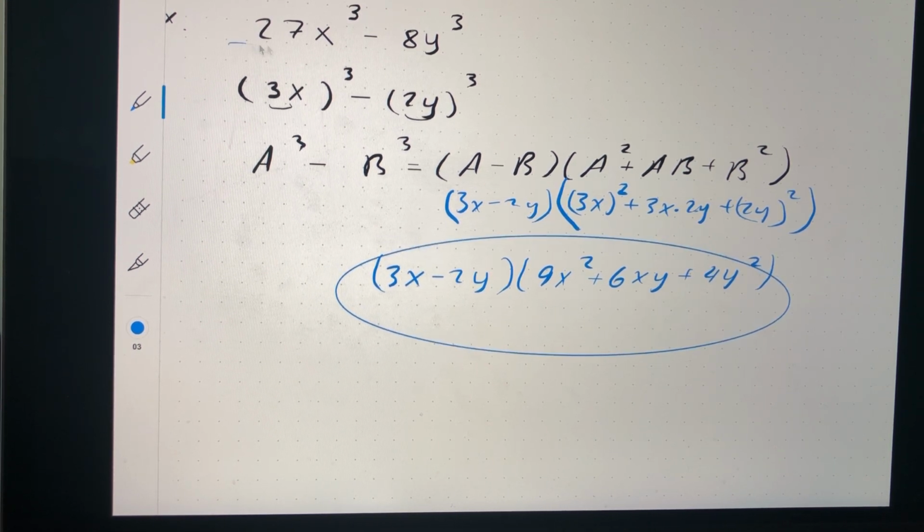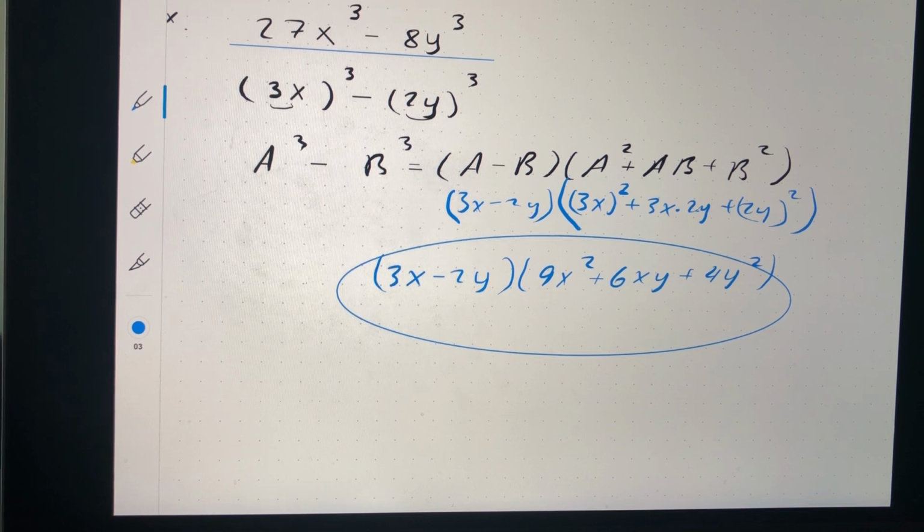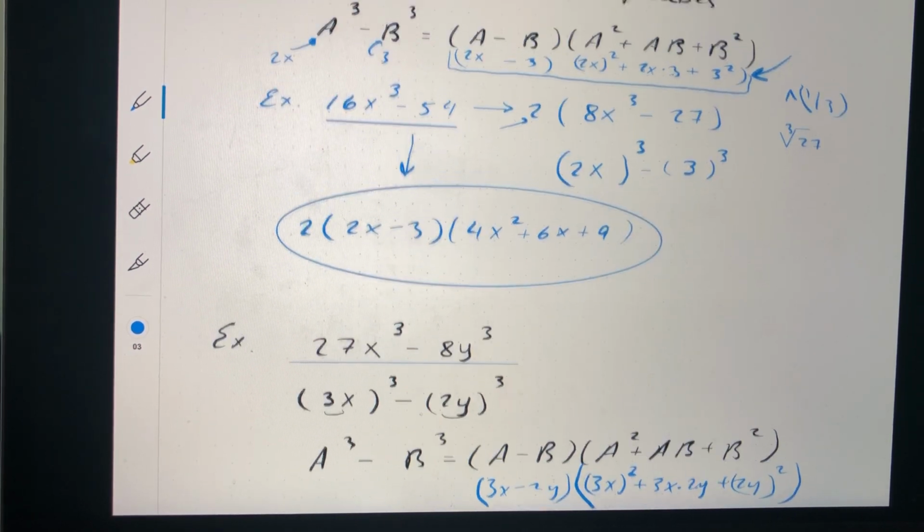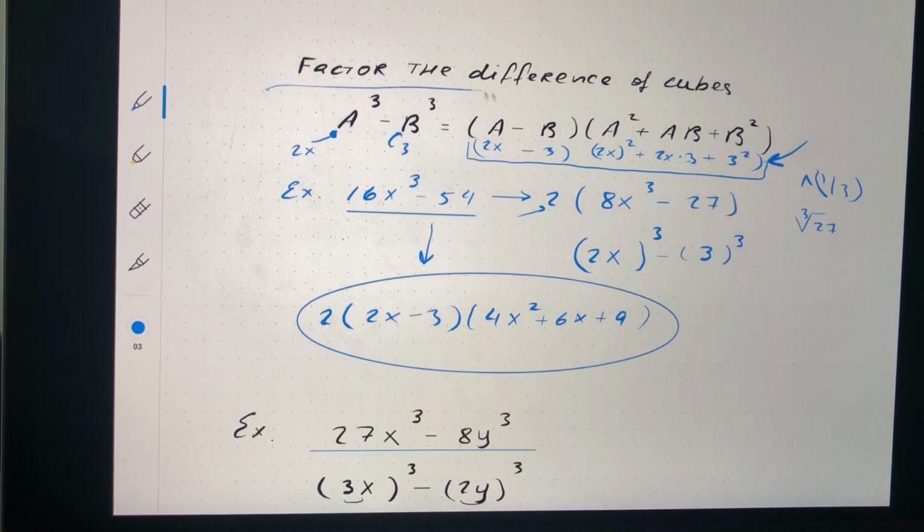That is how to factor the original expression. So those are the 2 examples for factoring the difference of cubes.